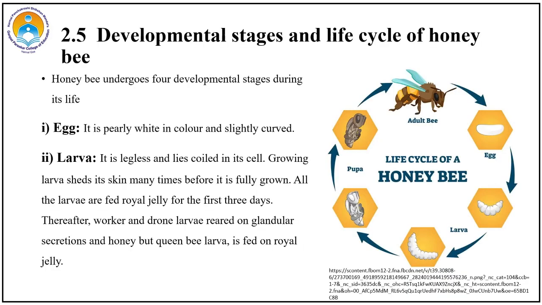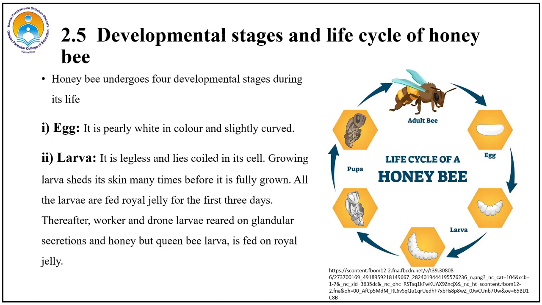Now let's talk about the developmental stages and life cycle of the honeybee. Honeybee undergoes 4 developmental stages during its life. The first one is egg. Here the egg is purely white in color and slightly curved. The second one is larva. It is legless and lies coiled in its cell. The growing larva sheds its skin many times before it is fully grown.